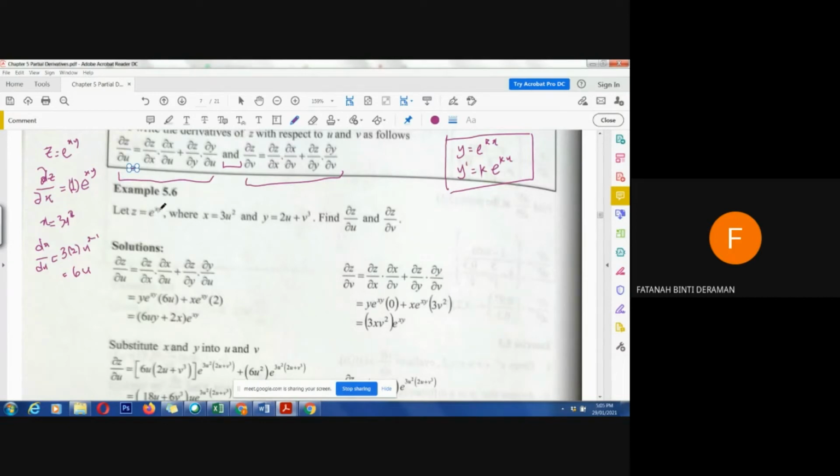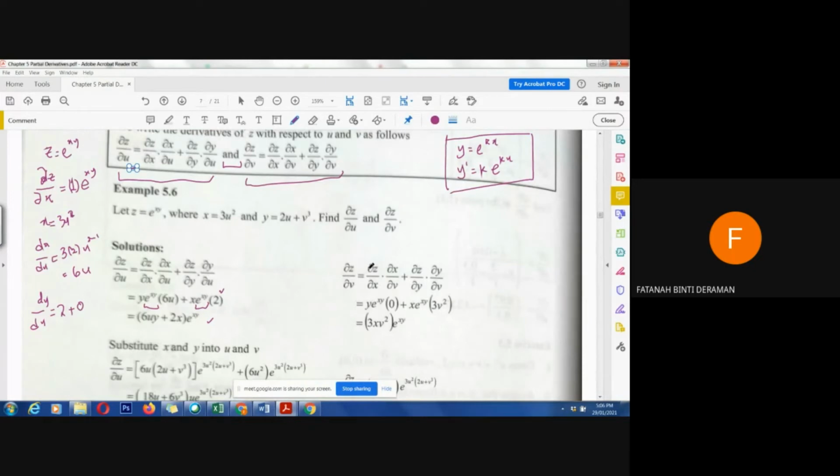Plus dz/dy. For dz/dy, x is a constant, so we apply this formula. What we'll have is x e^(xy), and then dy/du. So dy/du is 2 plus v cubed. We have no u in v cubed, so that is a 0. That's why we get 2. And then we simplify, we factor out the same element, e^(xy). So we get this.